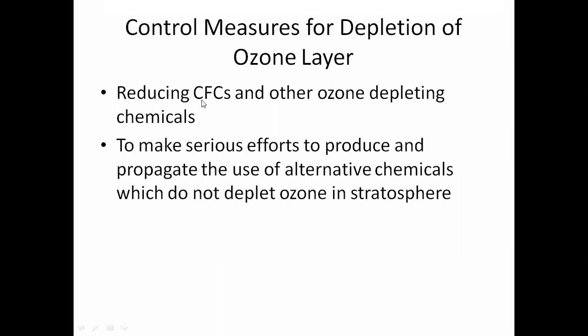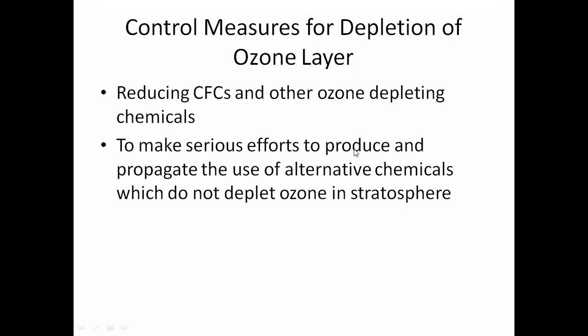Next we have control measures. How can you control this ozone layer depletion? So the main point is, you have to reduce what? The releasing of chlorofluorocarbons and other ozone depleting chemicals. This means using refrigerators has to be avoided, but no one will do that. So that is the major control measure for reducing ozone layer depletion.